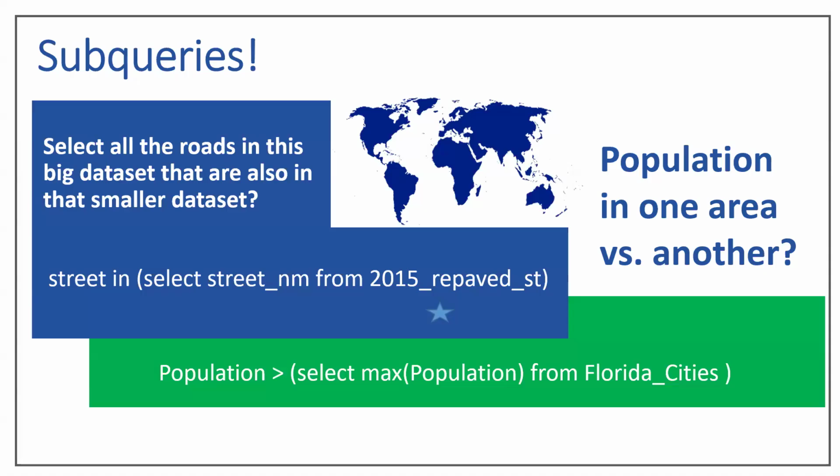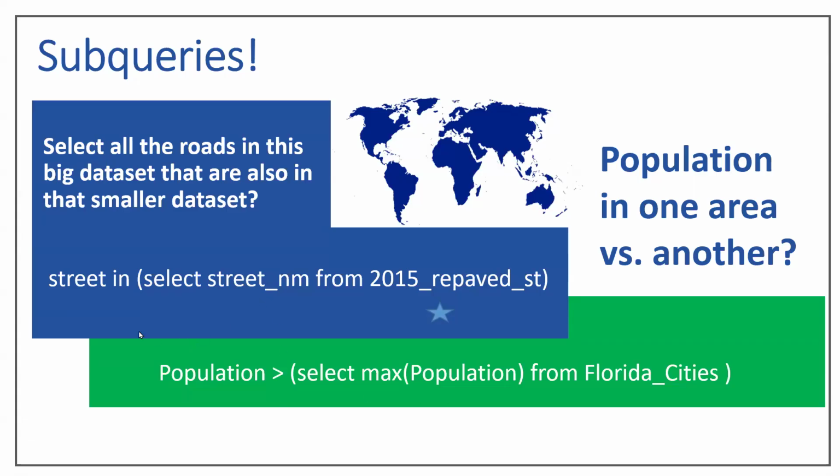And finally, we can do subqueries. So subqueries use that IN operator that I showed you earlier. Remember, we said street in, and we provided a comma-separated list of streets. Well, the cool thing is, instead of providing that comma-separated list of streets yourself, you can put another SQL statement in there that goes and retrieves that list of street names from some other data set. So, for example, suppose I have a little data set called 2015 repaved streets, and it's got like 50 streets in it. But I've got all the streets in Houston over here, and I want to say, in my main streets layer, select all the streets that were repaved in 2015.